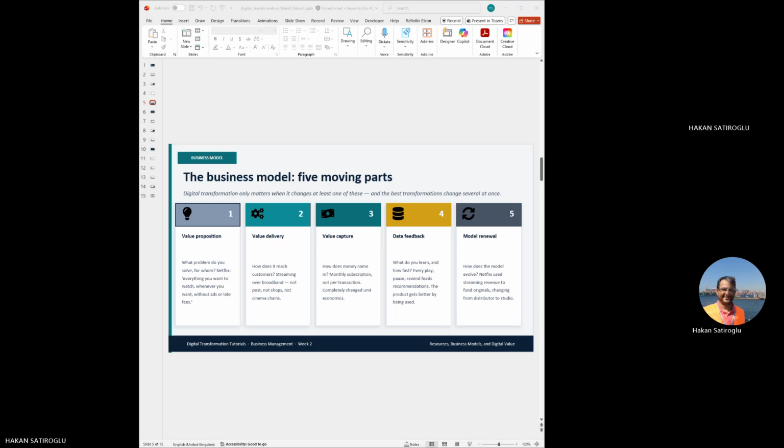So the main point here is that the transformation is not just adding technology. It is about changing the logic of how the business creates and sustains value. Again, Netflix is a good example because it helps you see all 5 parts working together. Its value proposition was convenience and choice. Its value delivery changed from physical distribution of VHS video tapes to online streaming.